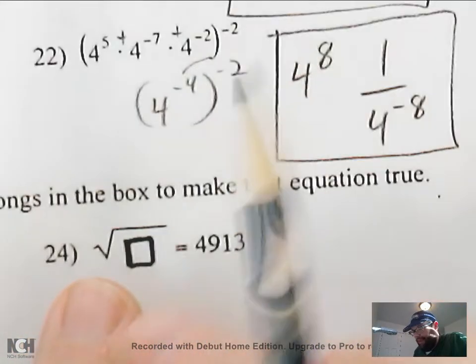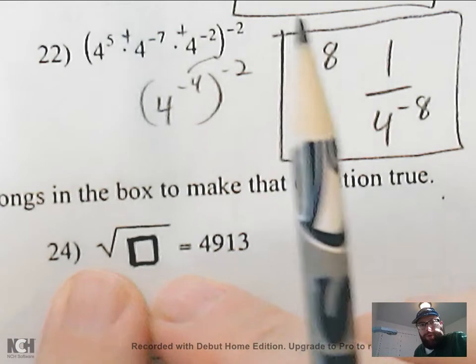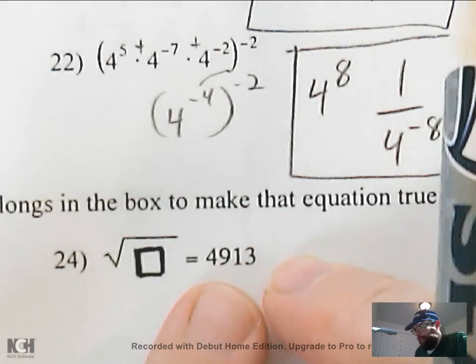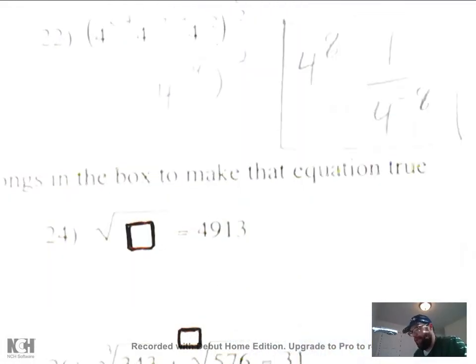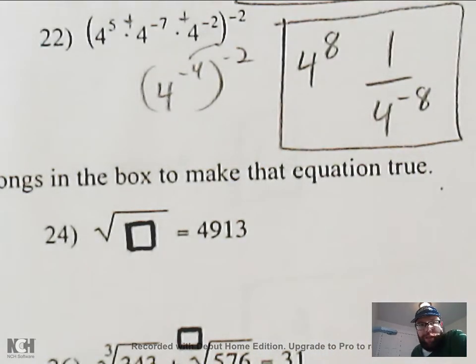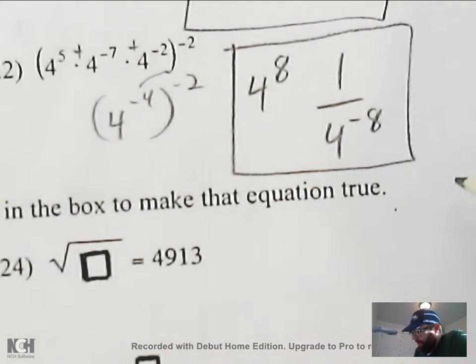Okay, then we have the square root of something equals this number. Now, we have to understand, and we did this in the last unit, right? When we solved something that was being squared, so if I had like, let's do 16 squared, right?